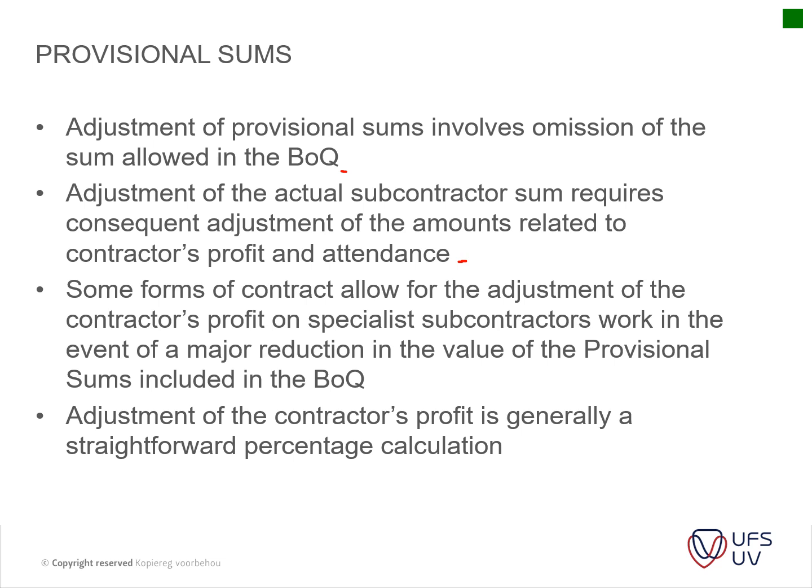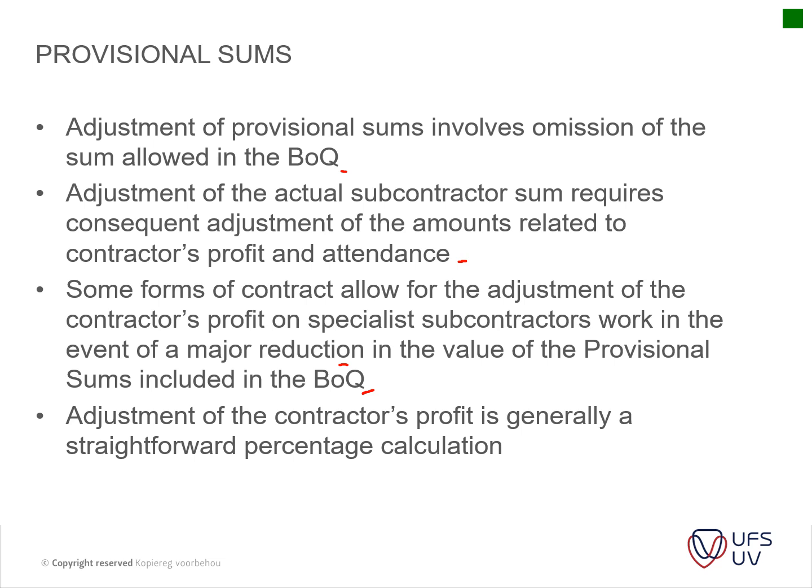Okay, some forms of contracts allow for the adjustment of the contract profit on specialist subcontract work in the event of major reductions in the value of the provisional sums. For instance, the contractor may have budgeted for, you've seen the item and you allowed maybe 100,000, but when you get onto site, the item is only going to be 20,000. But the contractor already budgeted for this in his contract and his cash flow, so he's compensated usually on a type of adjustment of his percentage, that markup that he gets on that item. So it's just the administration type of arrangement.